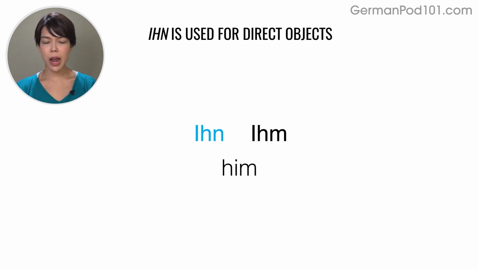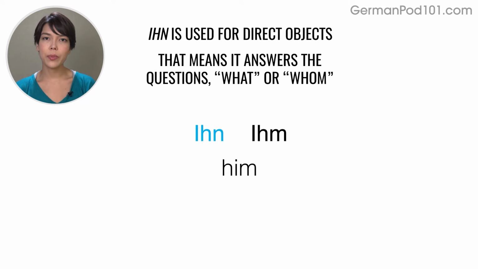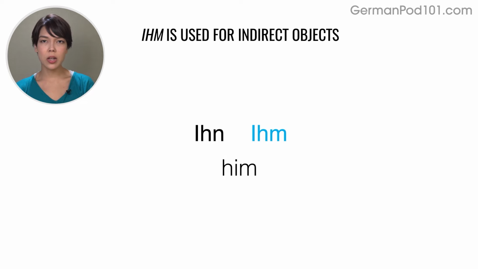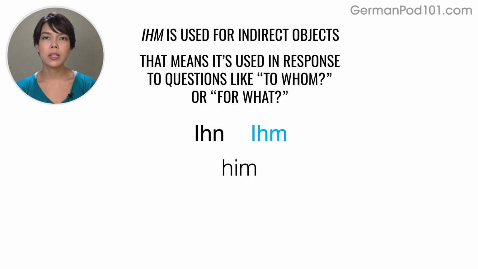Ihn is used for direct objects. That means it answers the question what or whom. Ihm is used for indirect objects. That means it's used in response to questions like to whom or for what. Does that sound confusing? Don't worry, we'll do some examples.